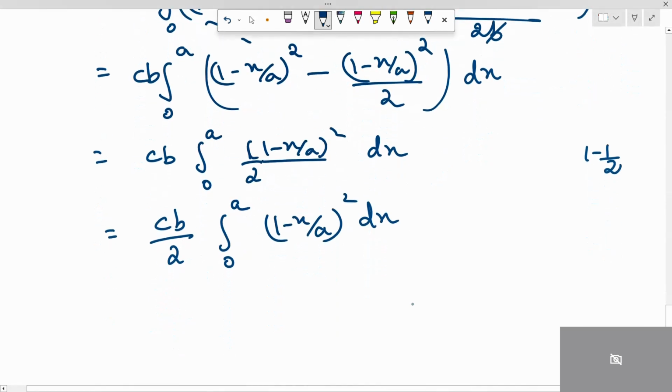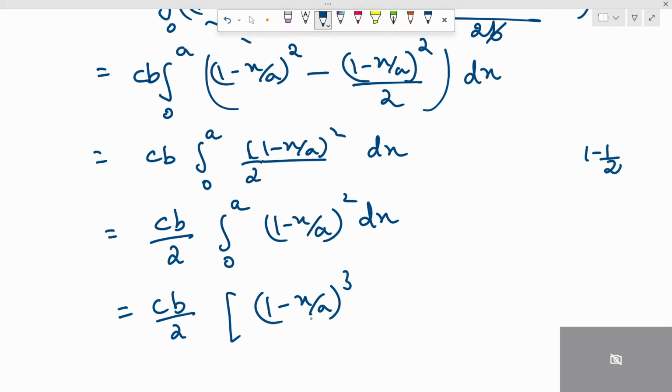Now integrate with respect to x. cb by 2, integration of 1 minus x by a whole squared is 1 minus x by a whole cube by, the coefficient of x is minus 1 by a. Here 3 also will come, which is minus 3 by a. Okay. In case you have any doubt to write this direct integration, apply the a minus b whole squared formula and then integrate, with the limit 0 to a.